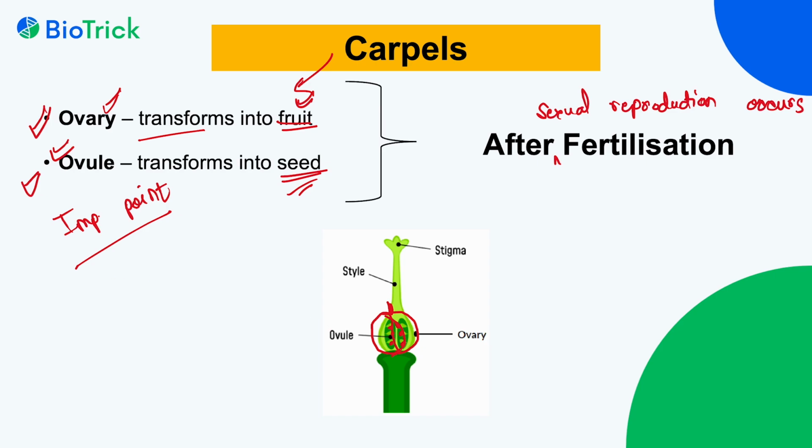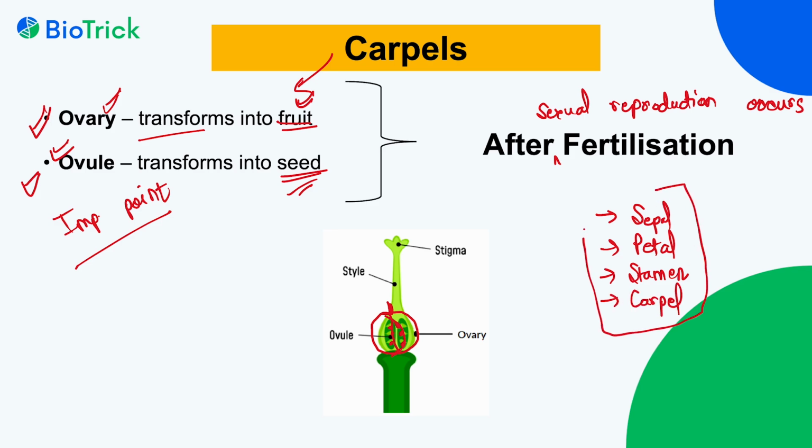So these are the 4 basic structures of a typical flower. First one is sepal, the outermost one. Next to sepal are petals, then stamen and carpel. If a flower has both these male and female reproductive organs, that kind of flower is called a bisexual flower, because it has both the sexes, male and female. So it is called bisexual flower or hermaphrodite.